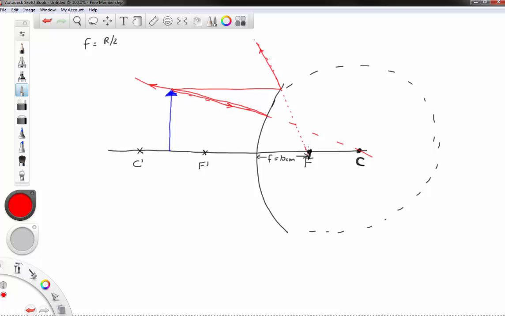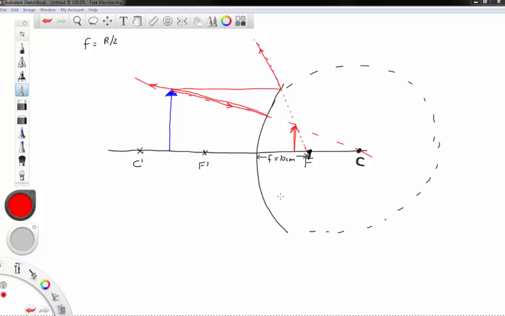Where these two lines intersect is where you should be drawing the image of the object. So you can see that this image is upright. You can see that this image is smaller than the object. You can see that the image is formed here where there aren't actually two rays. There's two dashed lines. That means it's a virtual image, and that means that the image location should be negative.